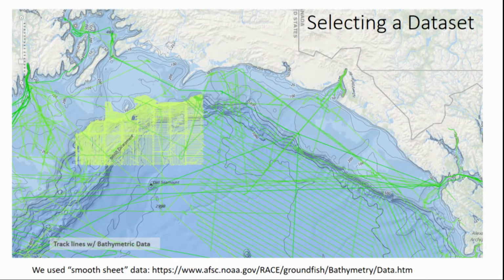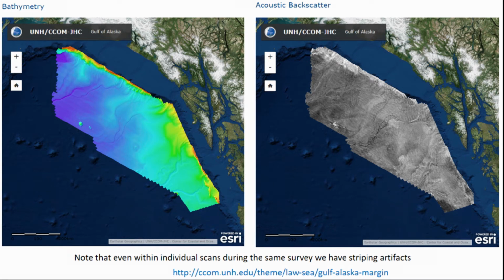It was kind of hard to find a data set. There are many different data sets available for bathymetry here. We ultimately decided to use the smooth sheet bathymetry available here. For example, even with the best multi-beam data available, you can see striping. And even in the acoustic backscatter, you see the same striping just between scans of the same survey.